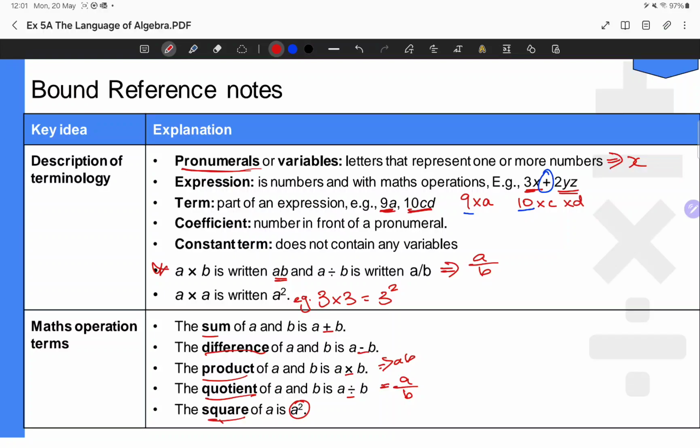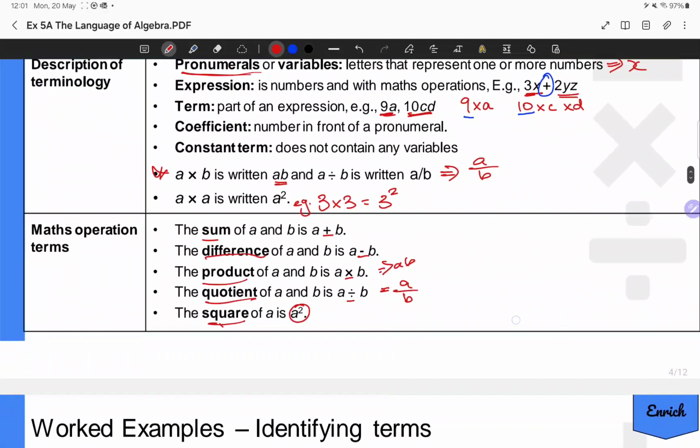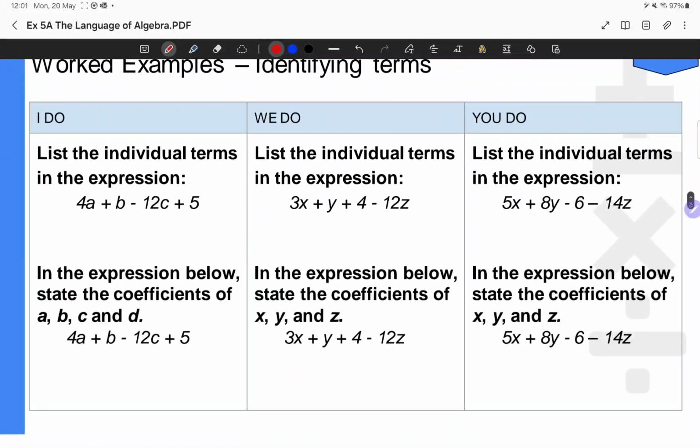Beautiful. All right, let's move on to the worked examples here. We shouldn't have too many because they're just going to be identifying different terms. So the I do here says to list the individual terms in the expression. The individual terms that we have are effectively each one of these parts of the expression, and you just need to look at what is in front.